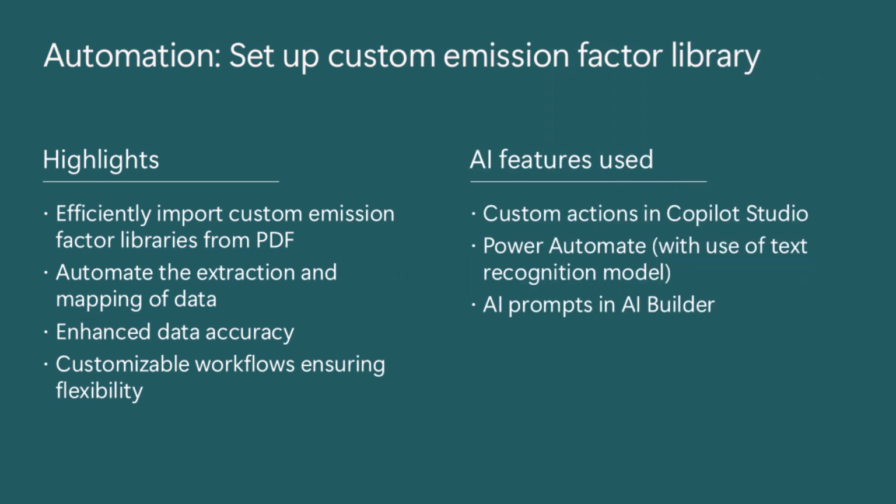In this second demo, we would like to create an automation to create custom factor libraries from a table in a PDF document. This will eliminate the manual work to create a custom factor library. We will use custom actions in Copilot Studio to trigger a Power Automate flow, and we will use AI prompts to extract data from a table in a PDF file.